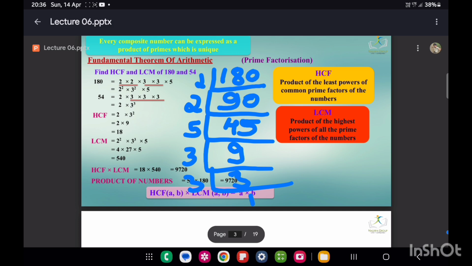So we are having 2 two times, 5 one time, 3 two times. So that is written here: 2 into 2 into 3 into 3 into 5. So we will get 2 power 2, 3 power 2, 5 power 1.